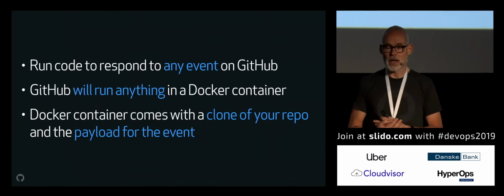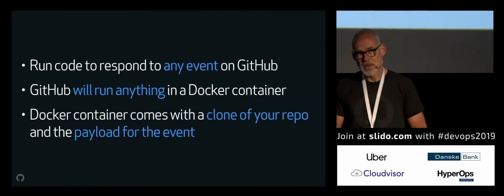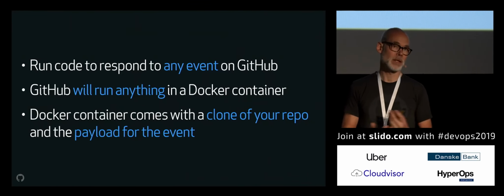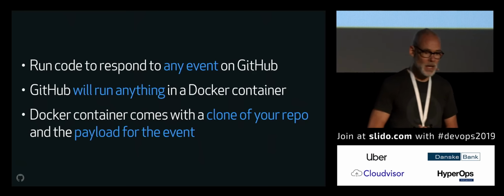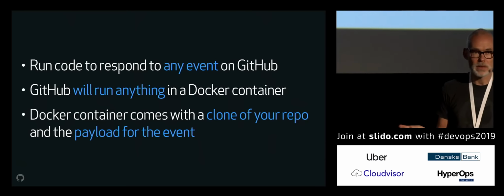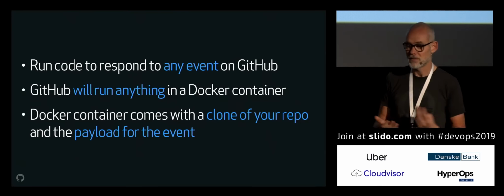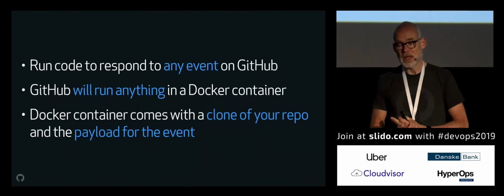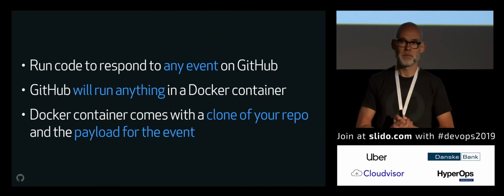Just to summarize, with GitHub Actions you can run code to respond to any event on the GitHub platform. That's one. Not just push, not just pull requests, but you can use issues, when a new member is added, or when the scope of a repo changes, to public for example. And GitHub will run anything in a Docker container, so you have complete freedom.